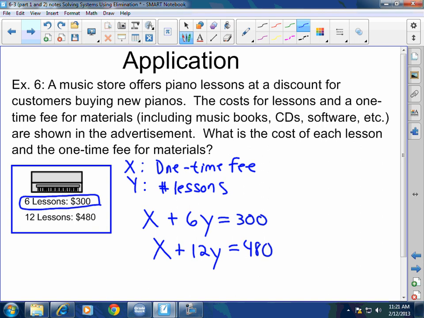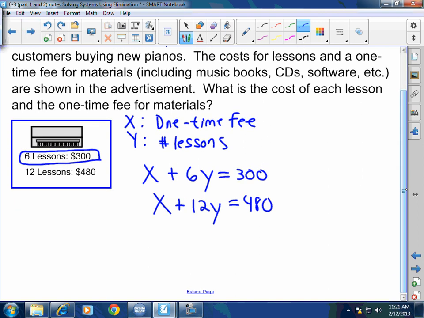No, I don't mean y times the number of lessons, because y is the number of lessons. We already defined it up here. That's why it's very important to define. 12 is the number of lessons for the second equation, which is the second equation that I wrote. Thank you.